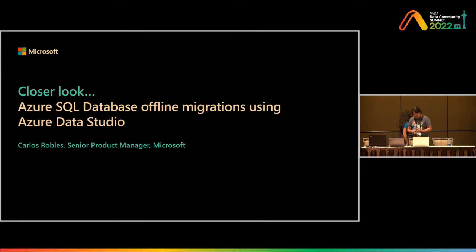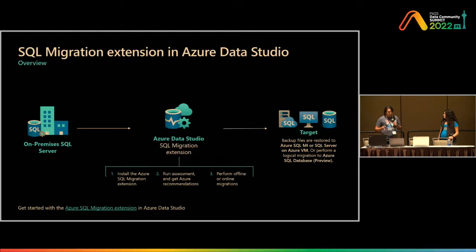Carlos, to get us started, can you tell us a little bit about migrating with Azure Data Studio, since maybe people don't know about it? How does that work? Yeah, so this slide is a quick overview of how it works. With this new extension in Azure Data Studio, you can start your migration journey with the assessment, so you can understand the migration readiness of your databases. And then when you are ready, you can collect performance data of your existing workloads and get Azure right size recommendations. And then you can perform online or offline migrations to the different targets we support.